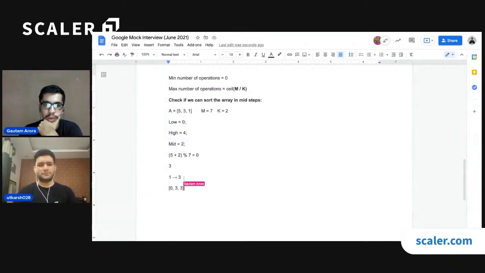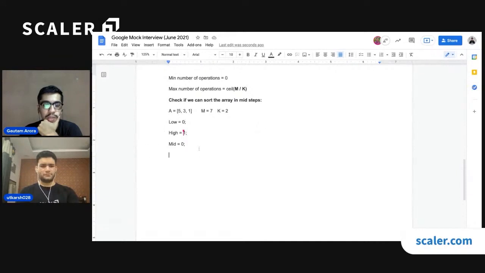Now we need to go to the left hand side, because we know we can solve the question. So the high will now become 3. Sorry, the mid was 2 earlier, so now high will become 1. And mid will become 0 plus 1 by 2, which is 0. Now the question arises, can the array be sorted in 0 operations? It is not possible unless the array is itself sorted. Hence we can be sure that our answer is 2.